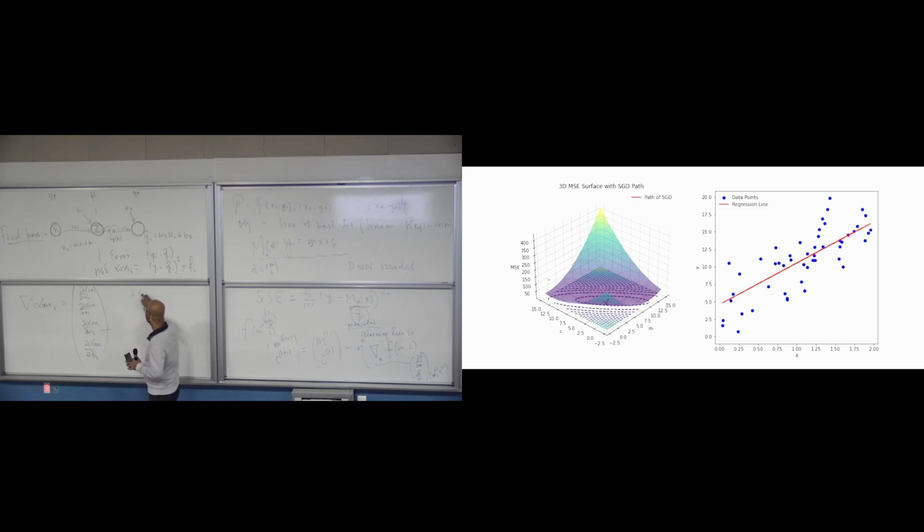Del loss i over del W2. Well, this is chain rule from calculus. You see, calculus doesn't go away, linear algebra doesn't go away, probability and statistics do not go away. 3 very important topics along with optimization.